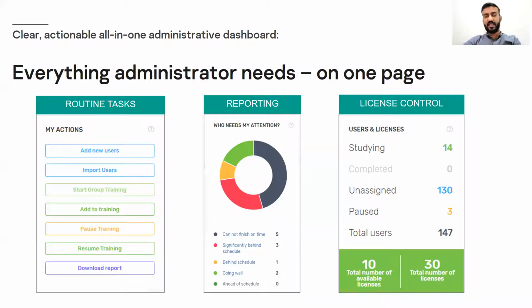For the administrators, everything is available in a single dashboard. They can import the users or add specific users, assign the trainings to groups of people, add new users to an existing training program, pause the training, resume the training, and download the report about who is attending the training, who is learning, who is not learning, who is not paying attention, and who lacks in the training. All this information is available on the administrator dashboard.